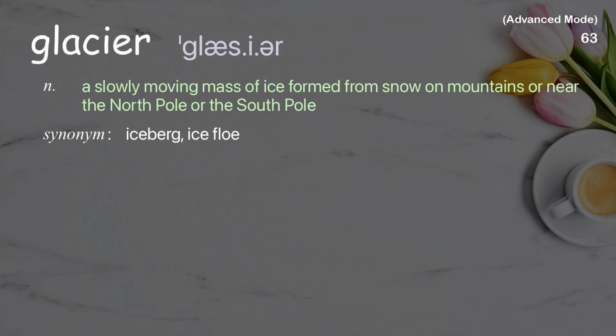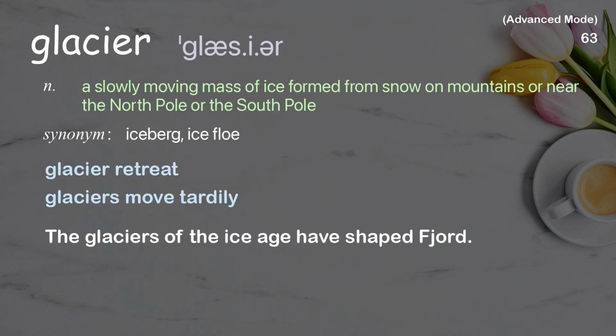Glacier. A slowly moving mass of ice formed from snow on mountains or near the North Pole or the South Pole. Examples: Glacier retreat. Glaciers moved tardily. The glaciers of the Ice Age have shaped fjords.